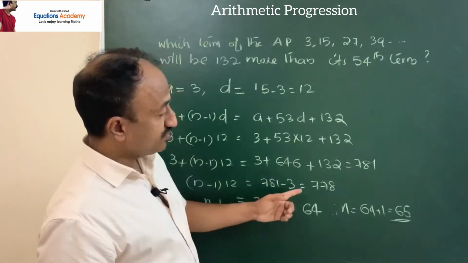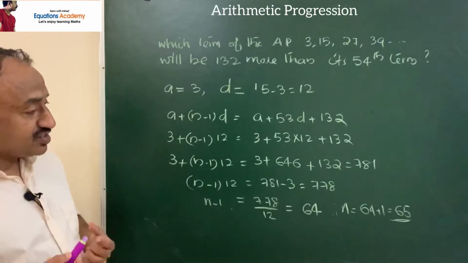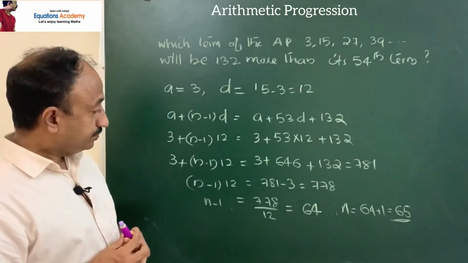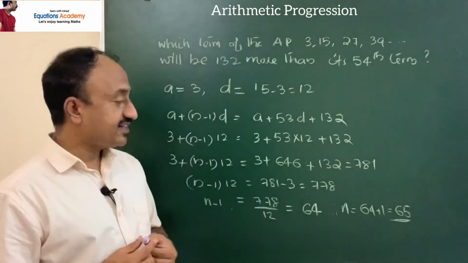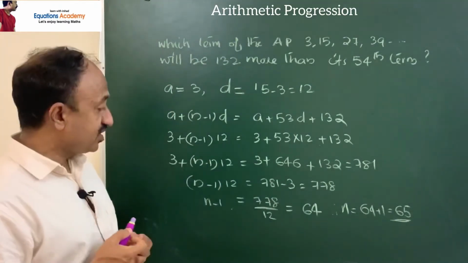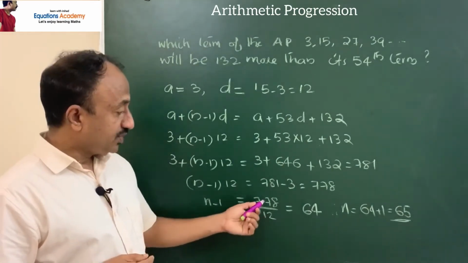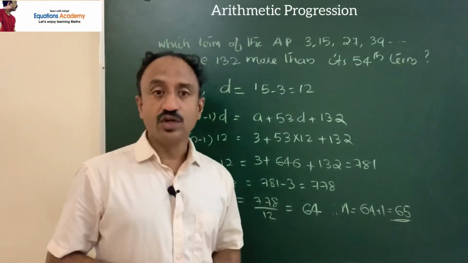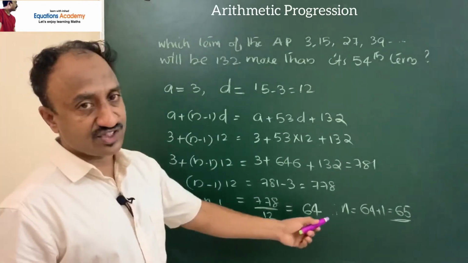So, 781 minus 3 is equal to 778. So, we got n minus 1 into 12 is equal to 778. Therefore, n minus 1 is equal to 778 divided by 12. When you divide, we will get 64. So, n minus 1 is 64. Therefore, n is equal to 64 plus 1, equal to 65.